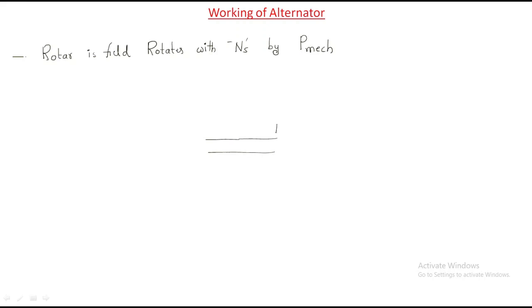I am taking a 2-pole rotor. This is the two-pole rotor, and assume one is the north pole and another is the south pole, and this rotates with synchronous speed. How does it rotate? By giving the mechanical power.